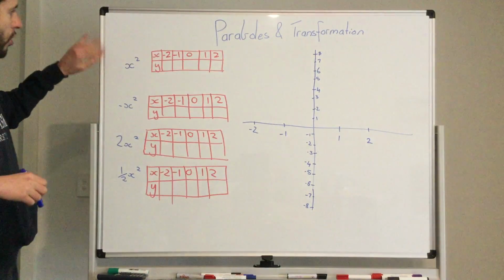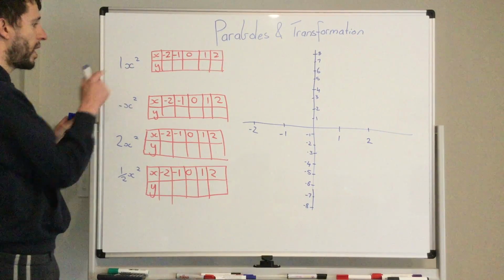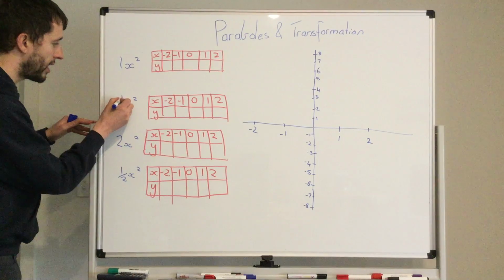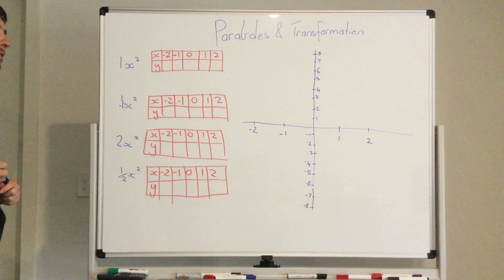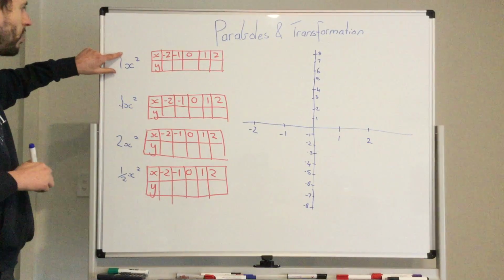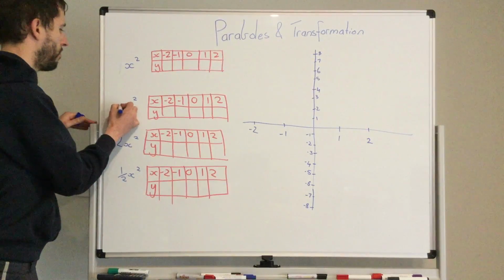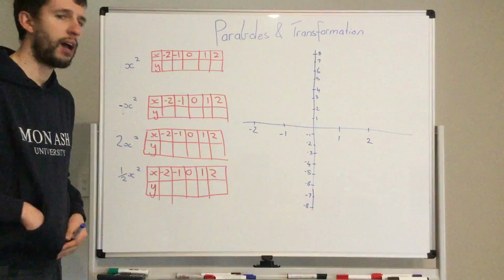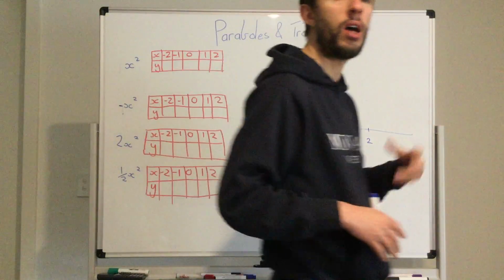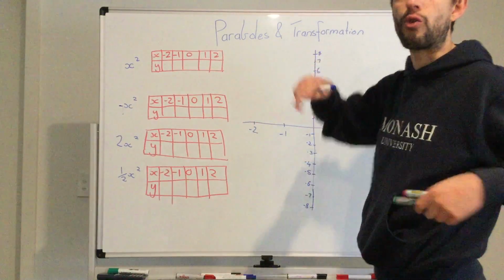So that's why I've got x squared. Remember, A is next to it, so that's 1x squared. A is next to it, and that's negative 1x squared, 2x squared, and half x squared. But when we've got 1x squared, we don't need to put that 1 there, do we? We just infer it. So let's look at x squared, and we're going to see how the different equations, when A is changed, how it affects our graph.